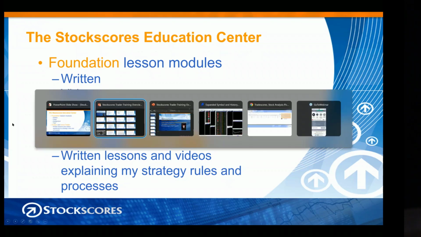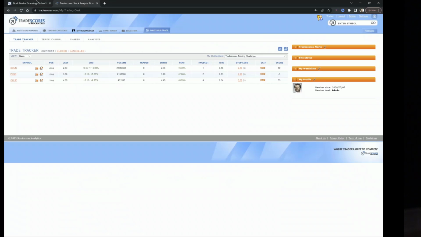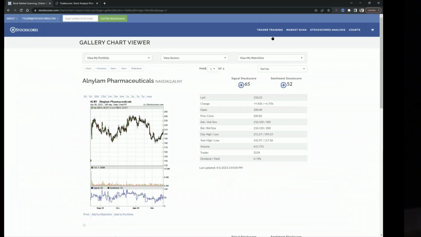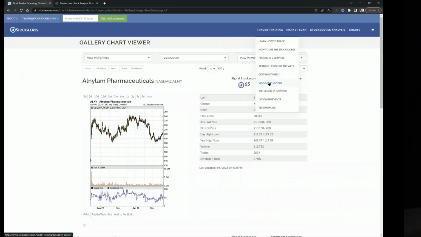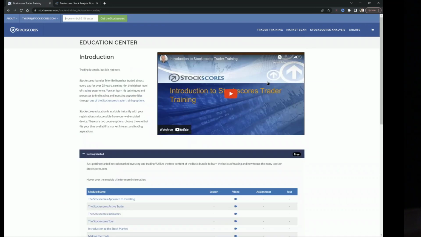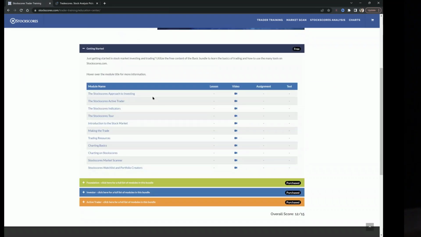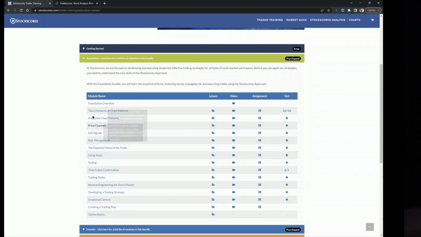of tool stuff. So let's jump over to stockscores.com right here, and we're going to go to Trader Training Education Center. Actually, there's 4 areas. There's the free area as well. So the Getting Started area has some free videos on the basics of charting, on how Stockscores works, how the charting tools on Stockscores work, the market scanner. You can see all the topics there. That's all free.